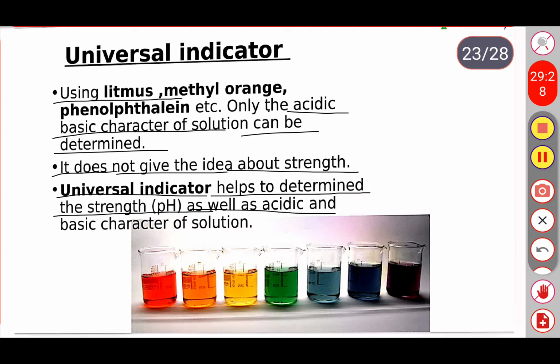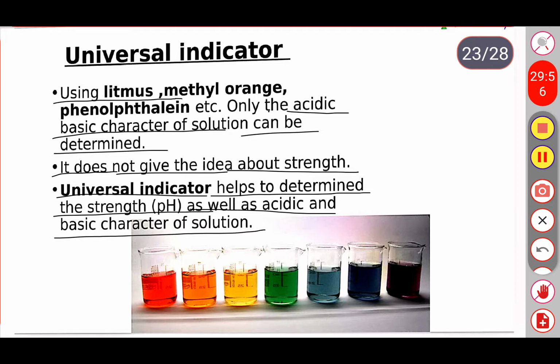So first one is the natural indicators. Natural indicators are naturally obtained indicators. Second one is the synthetic indicators. Synthetic indicators are methyl orange and phenolphthalein. And third one is the olfactory indicators. Olfactory indicators are the substances which show different smells or different odors in three different states as acidic, basic and neutral.